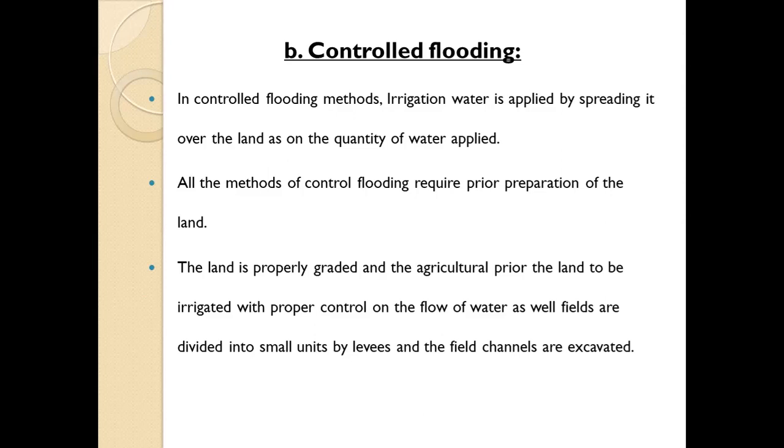So for this proper control of the flow of water, we have to divide the land into small units by borders and field channels, right? So that we can control the flooding, right?